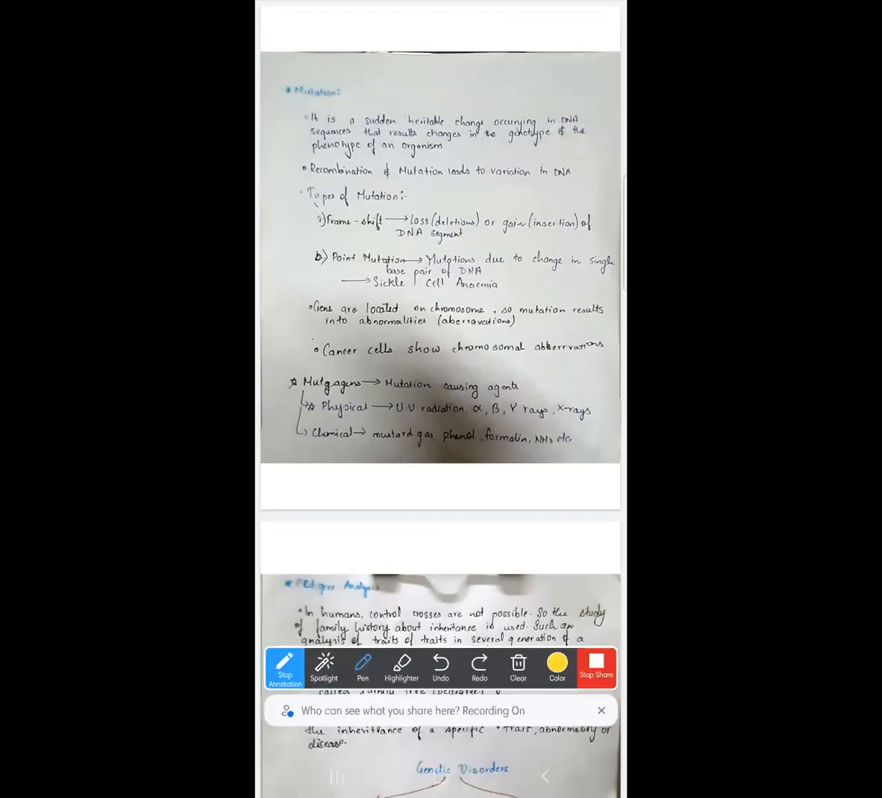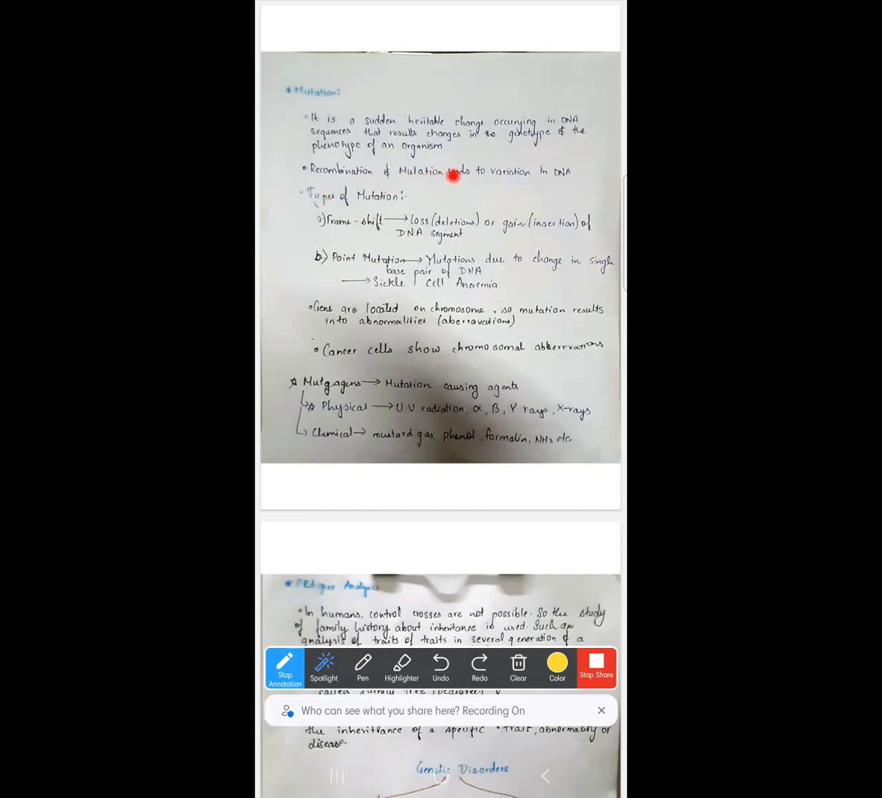So mutation means sudden changes. So here it is written. Mutation is the sudden heritable changes occurring in DNA sequences that result in changes in the genotype and the phenotype of an organism. Means mutation causes the organism to have changes in his gene, in his DNA structure, as well as his physical appearance.